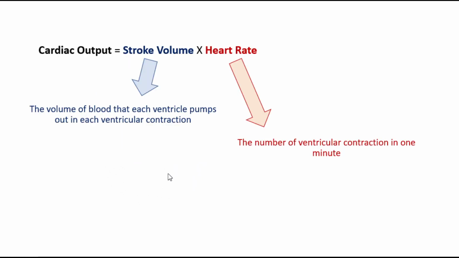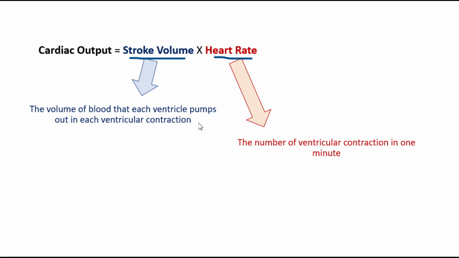To find the cardiac output, we need to know, first of all, each time that the ventricle contracts, how much blood it sends out, that's stroke volume. And also we need to know in 1 minute how many times the ventricle contracts, that's the heart rate.